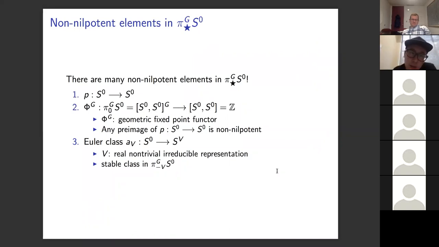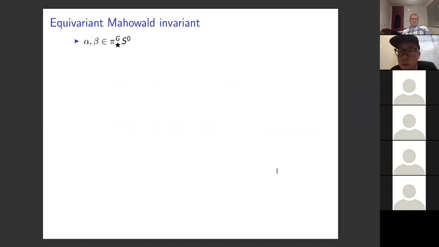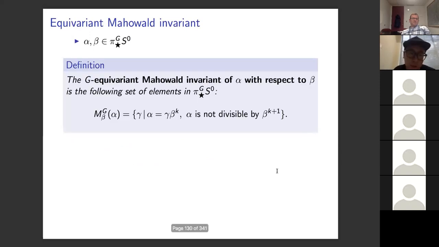So there are many non-nilpotent elements in here. So why is this relevant to the story we were talking about earlier? Following Brunner and Greenlees, we make the following definition, the equivariant Mahowald invariant. Taking two elements in the RO(G)-graded homotopy of spheres, the G-equivariant Mahowald invariant of alpha with respect to beta is the following set of elements in the RO(G) grading. So basically, I'm asking how alpha is divisible by beta.